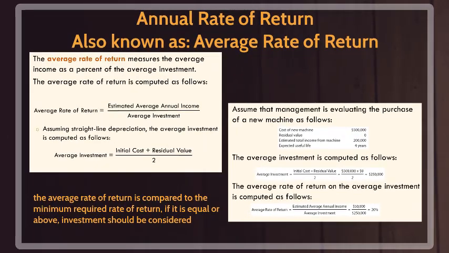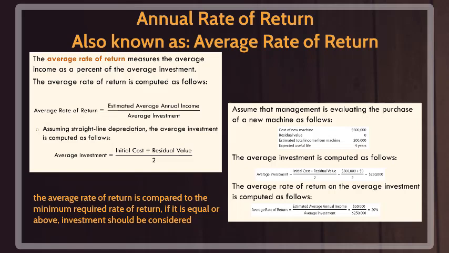First, let's look at the average rate of return method. The average rate of return requires two equations. First, we have to figure out what the average investment is. To calculate the average investment, we take your initial cost plus any residual value. Your residual value is the same thing as your salvage value. And we'll take those two numbers and divide that by 2 to get my average investment.